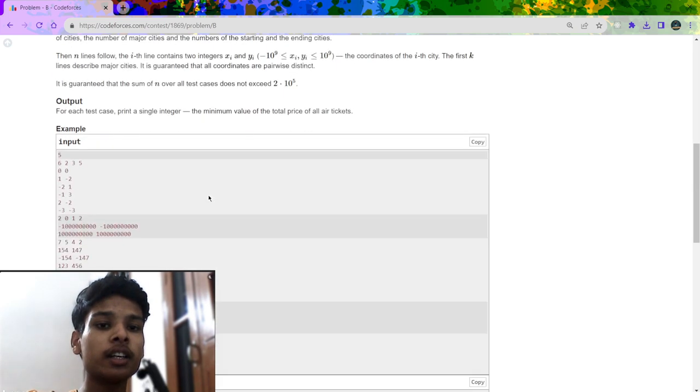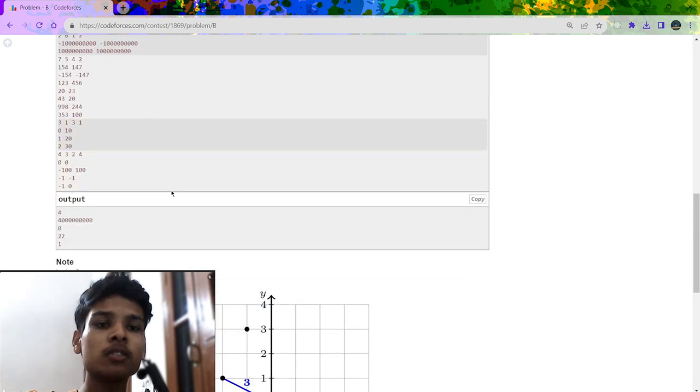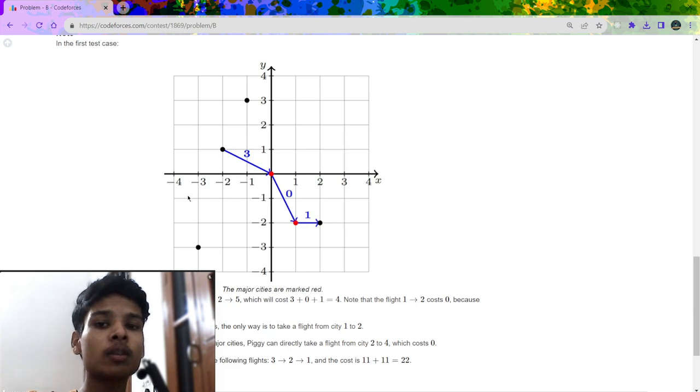So the problem says that we will be given n cities, and we are also given an integer k, and k represents that the starting k cities are major cities. For example, in this case my k is 2, which means these two cities will be my major cities, and we have to travel from city 3 to city 5. For example, in this case my city 3 is this, and my city 5 is this. So I want to travel from (-2, 1) to (-3, 3). We have to tell what is the minimum cost of traveling from city A to city B. I hope you have understood the problem statement.